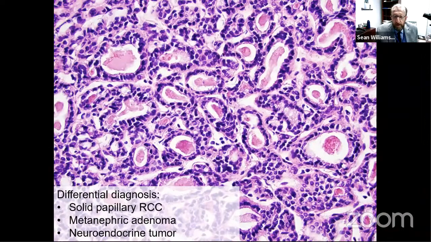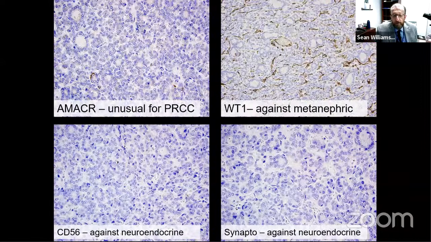Here's another field that would make me wonder about things like a solid papillary renal cell carcinoma, a metanephric adenoma, or a neuroendocrine tumor. And I'll show here how I used some immunohistochemistry in this particular case that made me think this was unlikely to be a papillary renal cell carcinoma. You can see the AMACR labeling is very minimal, whereas in papillary renal cell carcinoma, AMACR labeling is usually extremely strong and diffuse and uniform.